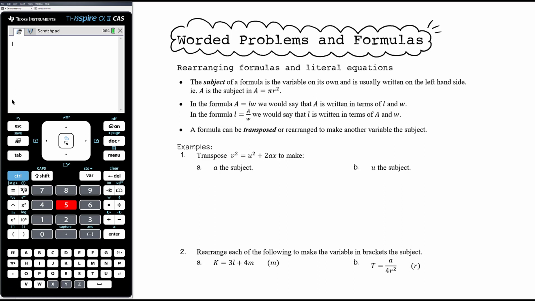Okay, so in this video we want to look at two things. We want to look first of all at working with formulas, so rearranging formulas and literal equations, which are essentially formulas, equations where we don't have numbers, we have variables instead. And then we also want to have a look at solving some worded problems, so that is setting up an equation in order to help us to solve a worded problem. Alright, so let's have a look at the formulas first of all.